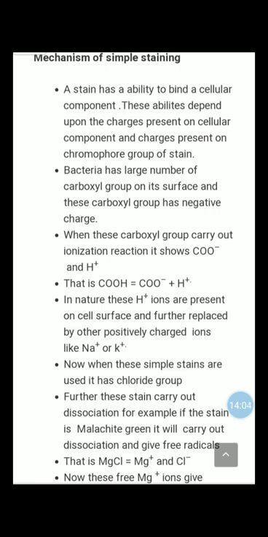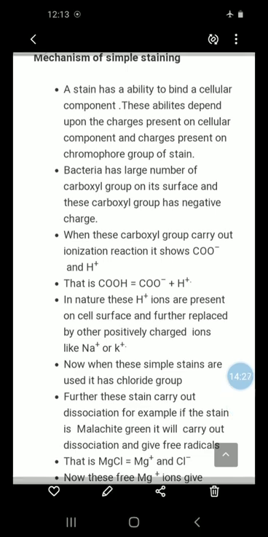This is the mechanism of simple staining. A stain has the ability to bind cellular components. This ability depends upon the charges present on the cellular components and also the charges present on the chromophore group of the stain. Bacteria have a large number of carboxyl groups on their surface, and these carboxyl groups carry a negative charge.